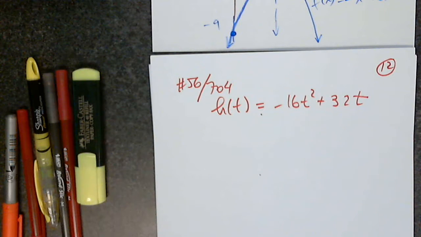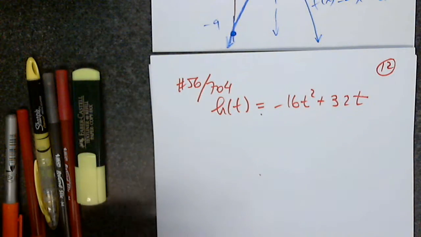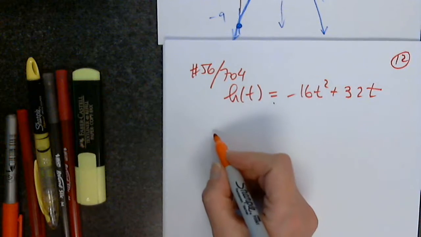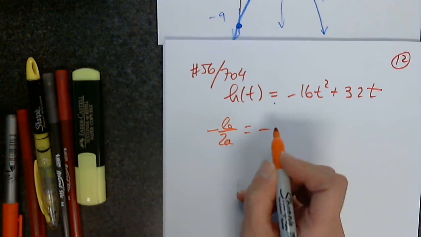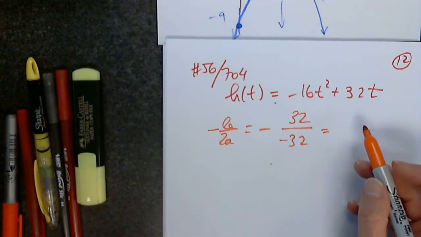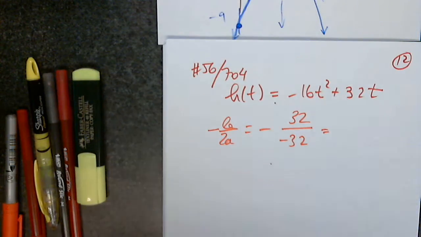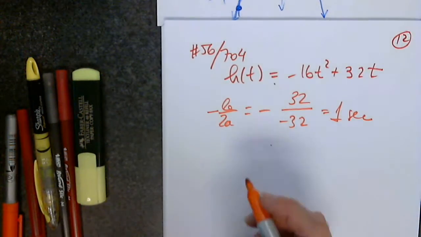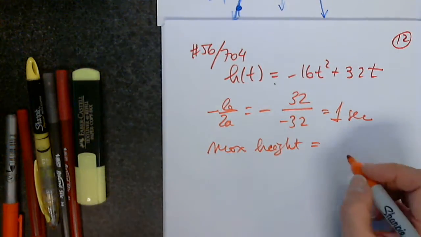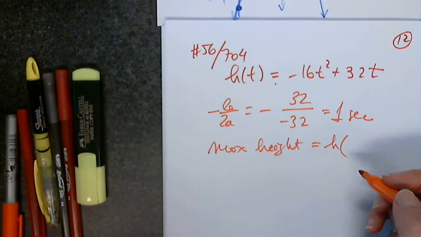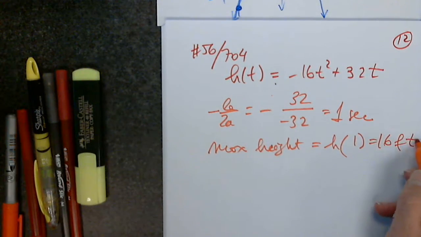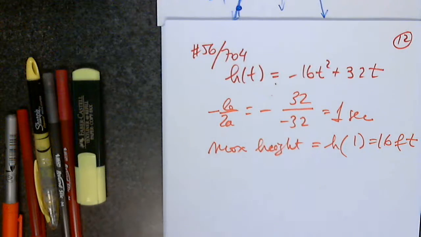Okay, can anyone tell us what to do here? Very good. I need to find the vertex. B is 32. 2 times A is negative 32. So in how many seconds does the ball reach its maximum? 1 second. Very good. So now maximum height is h of 1, negative 16 plus 32, 16 feet. Good. Let's go back now to chapter 10.